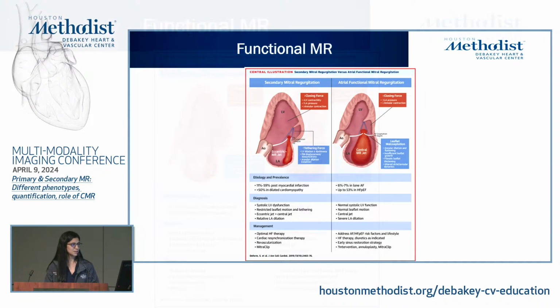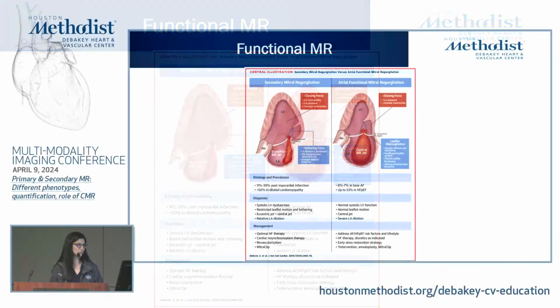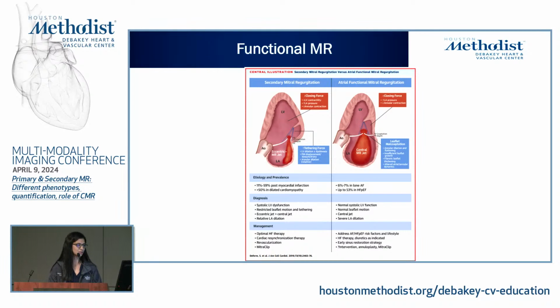Functional MR is divided into secondary mitral regurgitation, meaning ventricular functional MR, versus atrial functional MR. And the ventricular functional MR is related to either ischemic or non-ischemic cardiomyopathy, where you have LV dilation and dyskinesia, papillary muscle displacement or dyssynchrony, and annular dilation. So this leads to tethering of the leaflets, leading to coaptation gaps or malcoaptation of the leaflets, leading to usually eccentric jets.